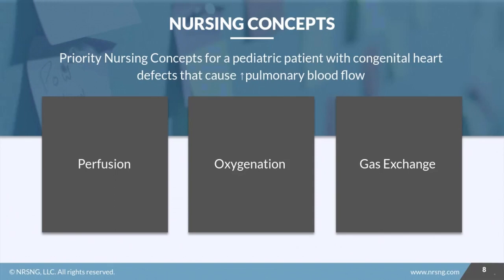Your priority nursing concepts for a PEDS patient that has a congenital heart defect that causes increased pulmonary blood flow are perfusion, oxygenation, and gas exchange.